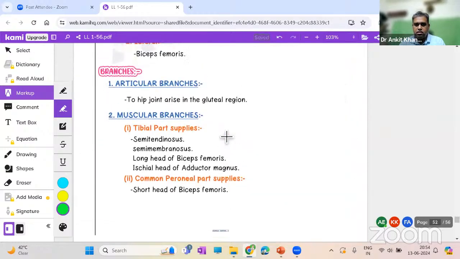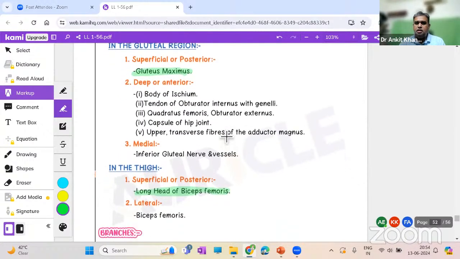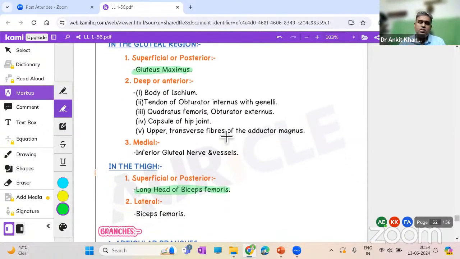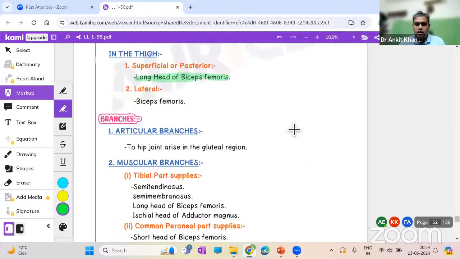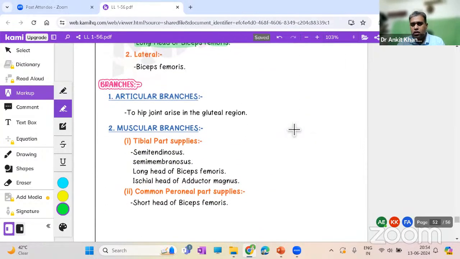Okay, so these are the 2 things that you need to know, right? Deep to this nerve, there are a lot of structures. You can just go through them, not a big deal, but superficially, why? Because suppose you are removing the gluteus maximus, you need to be sure that you don't damage the sciatic nerve. Then branches, obviously, articular branches.